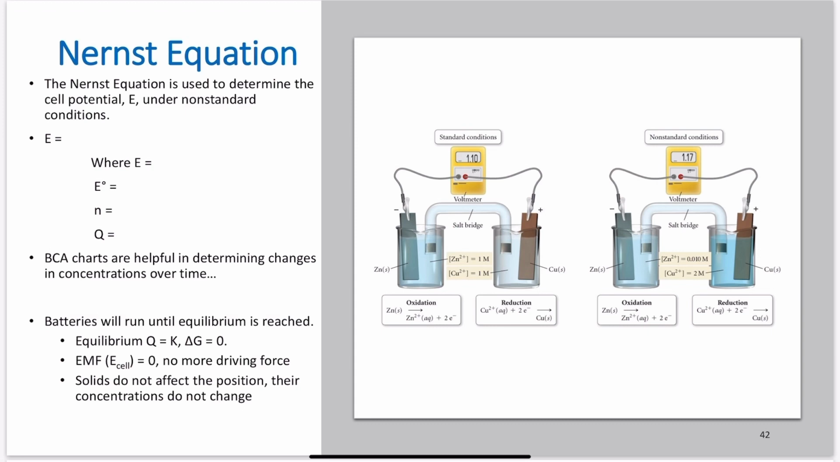The Nernst equation is used to determine the cell potential under non-standard conditions. The Nernst equation is listed as E, your cell potential, is equal to E naught, your standard cell potential, minus 0.0592 divided by n, number of moles of electrons transferred, times log of Q. Where E is your cell potential under non-standard conditions, and E naught is the cell potential under standard conditions.